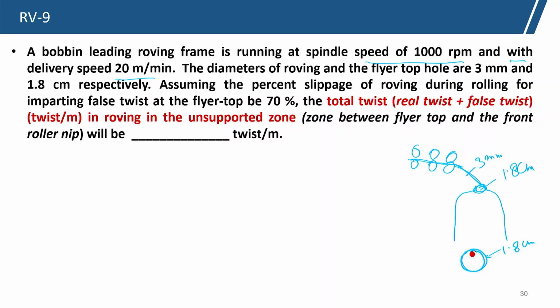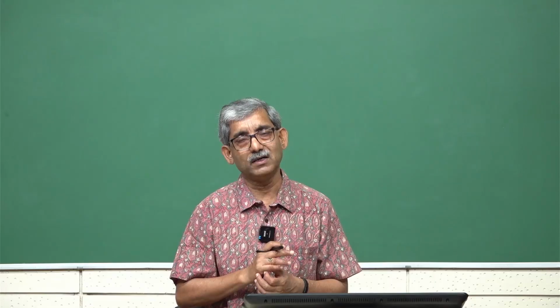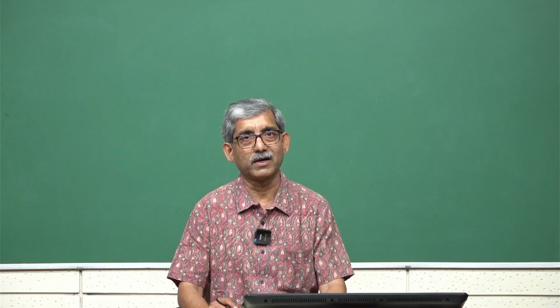From the top view, this will be like this. This is roving with a diameter of 3 millimeter. This is the condition, and here the false twist will take place when the flare rotates. This flat top will have the rolling action due to the friction. It will not slide 100%, it will try to roll this roving and the false twist will be imparted.